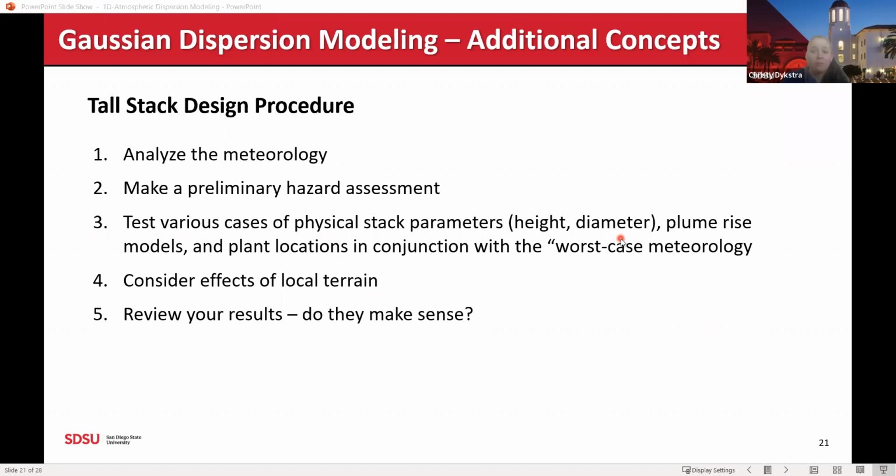You're not going to be doing that for your project, but I wanted you to know that it is primarily the job of the engineer to sit there and test out different heights, different diameters, so on, looking at what we call worst case meteorology to be able to understand how the stack that they're designing might influence health and the health of humans and the environment around it. They'll have to consider effects of local terrain. Is it urban? Is it rural? And things like that. And then reviewing their results and do they make sense?